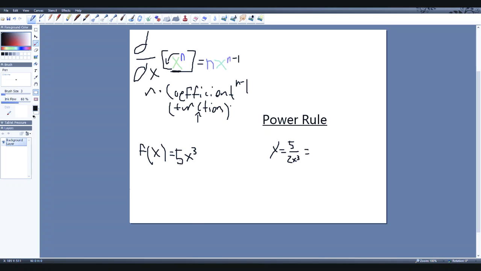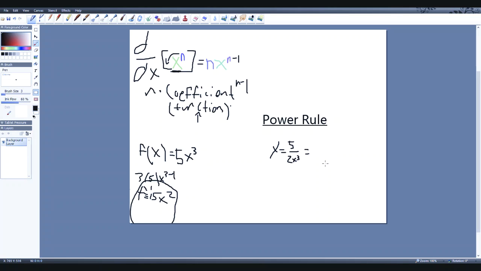So I have some examples here. We have f of x equals 5x cubed. So I'm going to take 3, multiply it by my coefficient of 5, and 3 minus 1. I get 15x squared. So I brought down my 3, multiplied by 5, and reduced 3 by 1, which is 2.